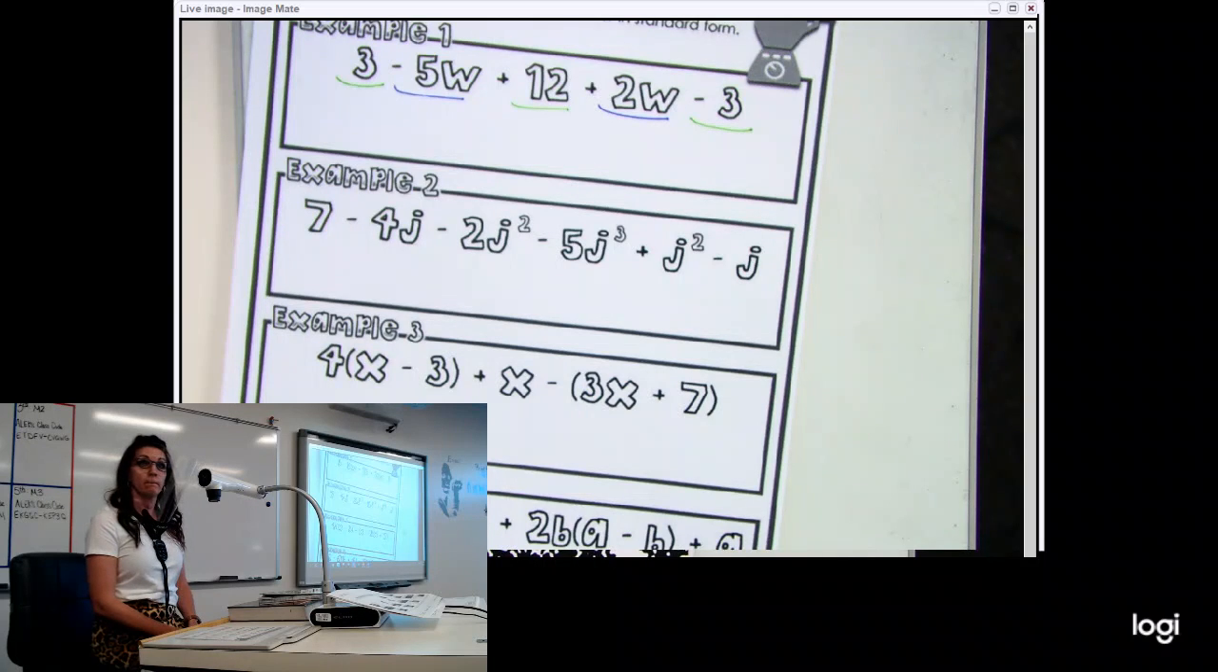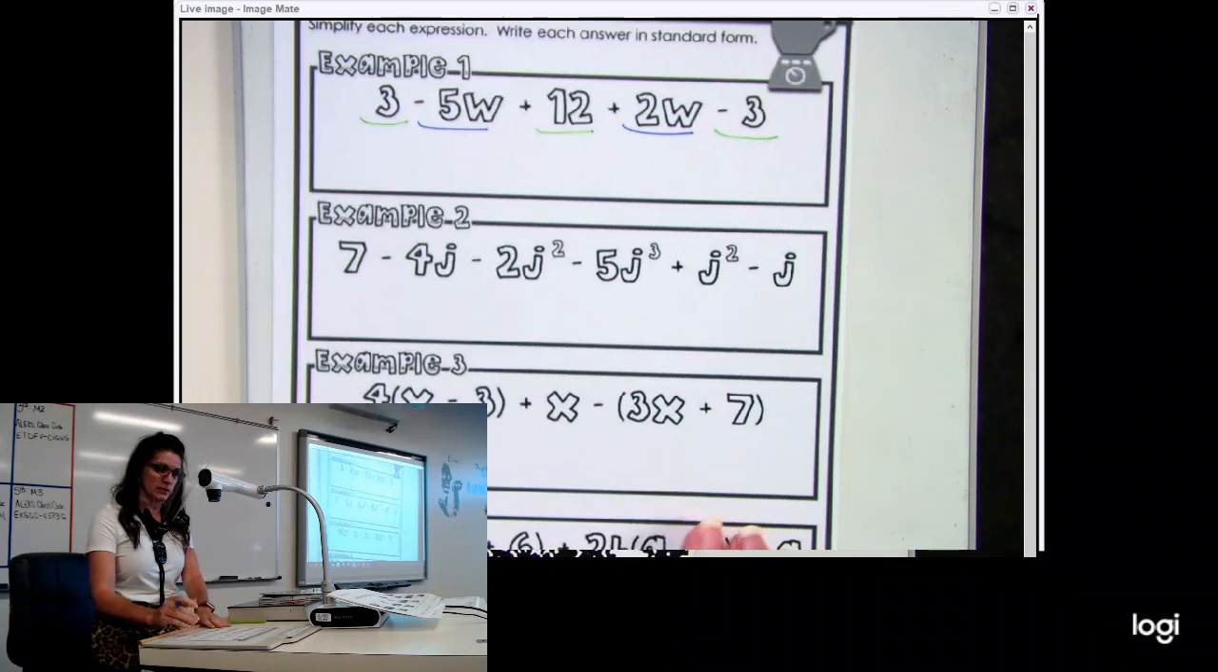Numbers. I'm going to tell you to go for the letters first. So go for the letters first and we'll start writing those. And if we go for the letters first, it puts our answer in descending order. And that's kind of how mathematicians like to see their stuff.